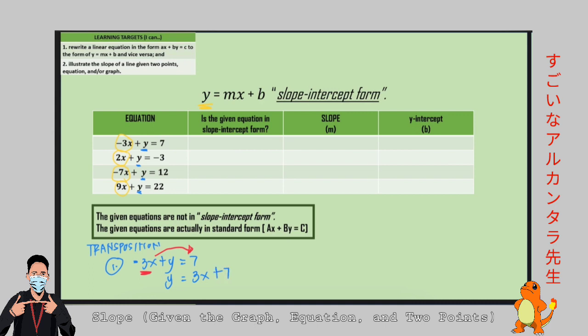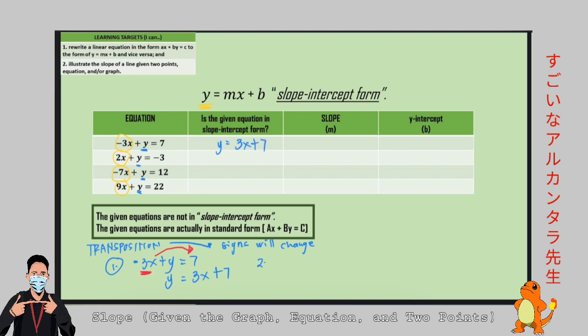So I would like to say that again. Transposition implies that signs will change when you put a term from one side to the other. So this is now in slope intercept form. Again, the original is not in slope intercept form. The slope intercept version of this, I'll just write here on the table, is y is equal to 3x plus 7.